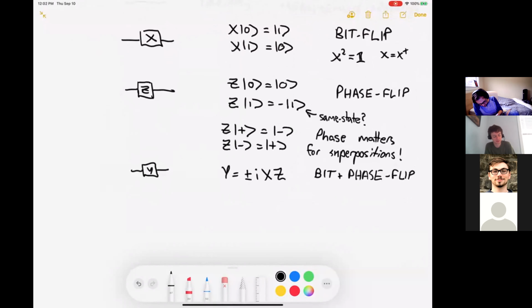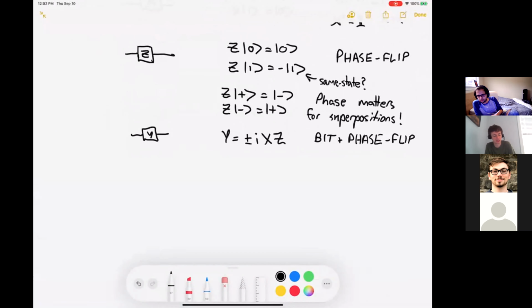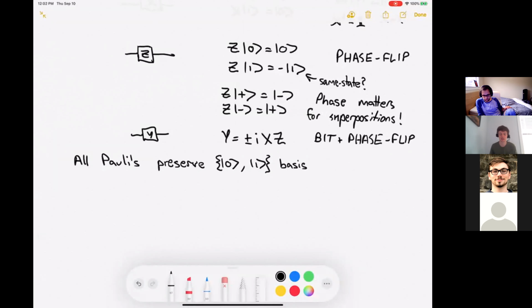So there's one particular property of all of these Pauli matrices, which is pretty non-typical actually, which is that any of these matrices preserve the 0, 1 basis, right? If I start with some state in the computational basis, say 0, and then apply X gates and Z gates and stuff like that, I'll always end up with either 0 or 1, right?